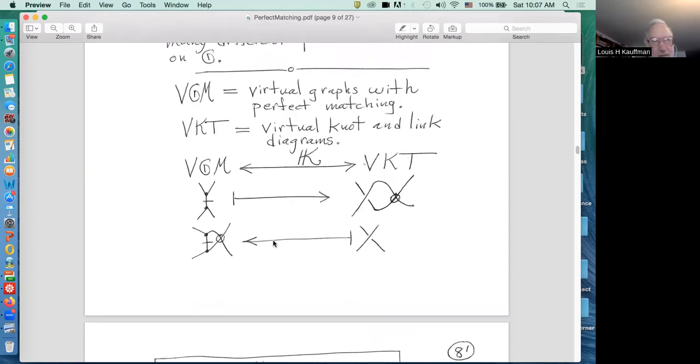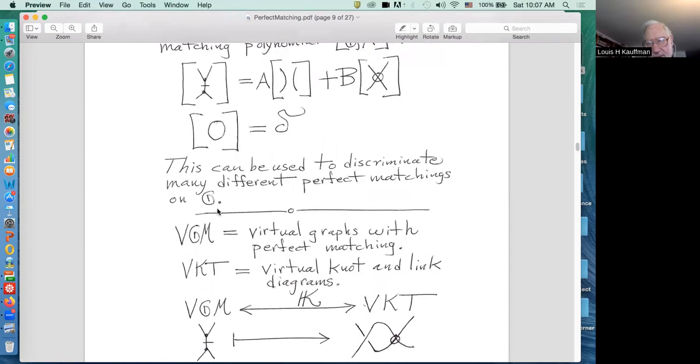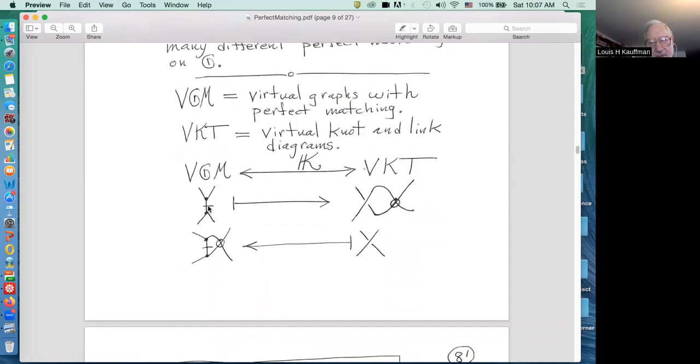And what I'm going to do in the unoriented case is I'm going to show you that what we're really looking at is the graphical bracket polynomial all over again from this point of view. So I'm going to map a perfect matching edge over to a small virtual tangle over here. And in order for this to be well defined, I need that it doesn't matter whether I put the virtual crossing to the right or to the left.